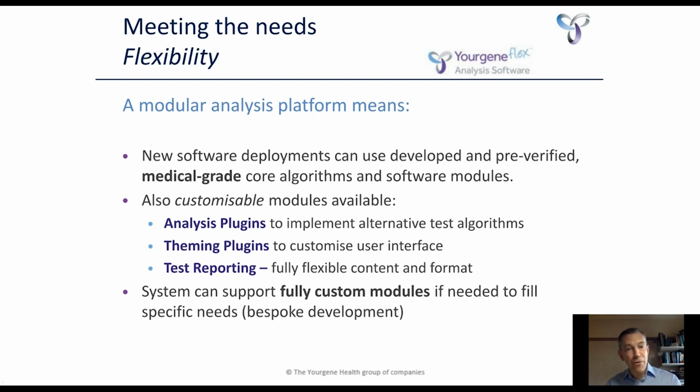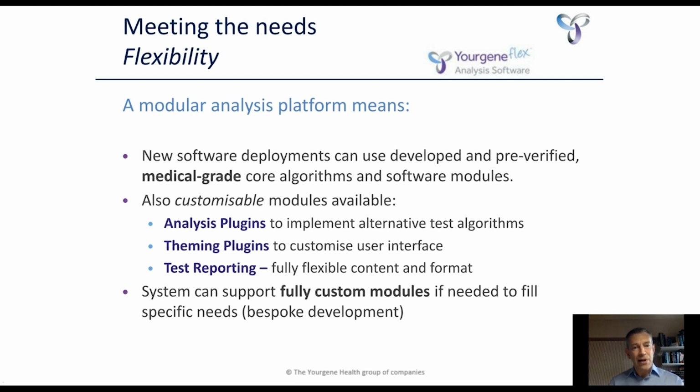The customizable modules that are available as well are, for example, some analysis plugins. Analysis plugins can be written to implement different kinds of test algorithms. For example, to add onto a basic trisomy analysis, you can add sex chromosome aneuploidy analysis. You can add microdeletions. There are various alternative test algorithms that we've already implemented through these plugins, and more can be done.